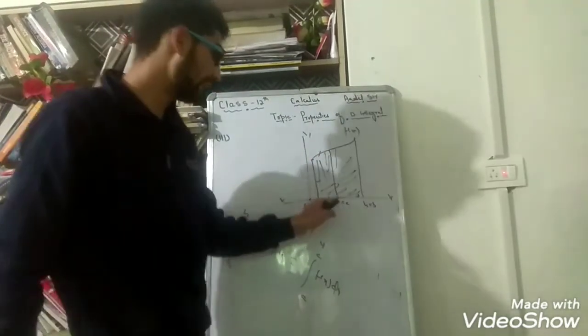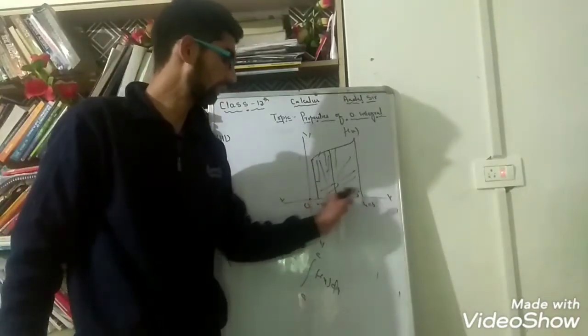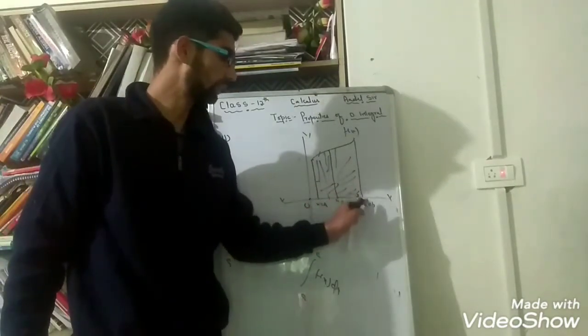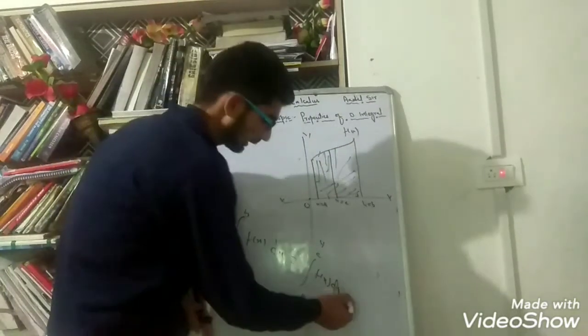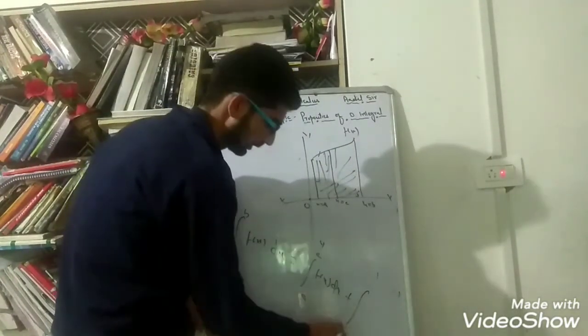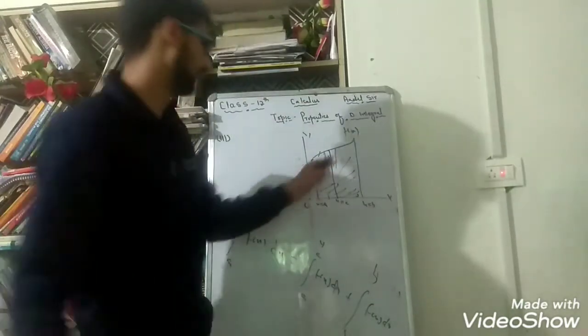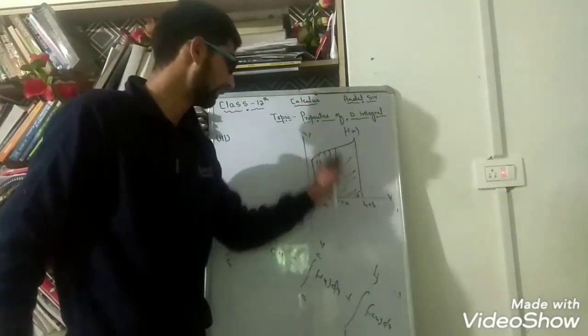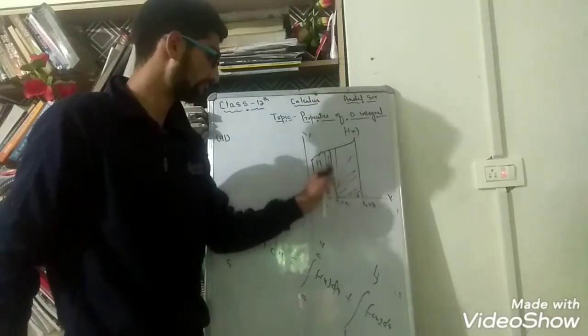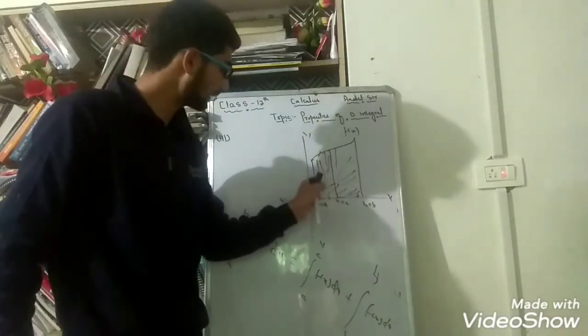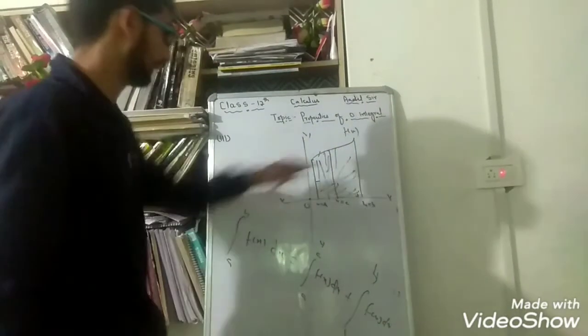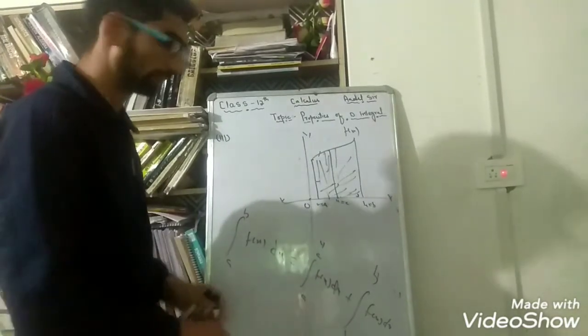But when I add the area from x equal to c to b, the integral from c to b of f of x dx, I get the area of this other part. So when I add these two areas, I get my whole area back. That is the third property we have to prove.